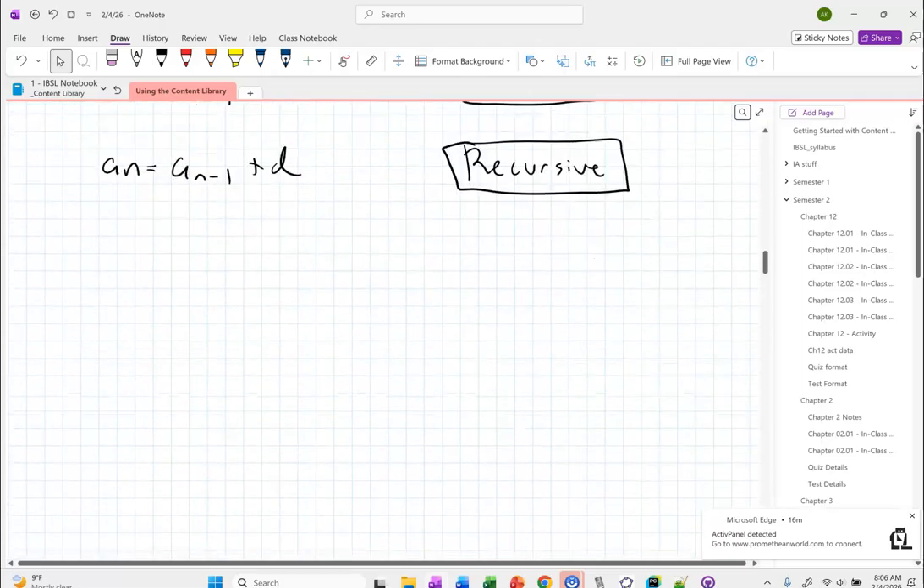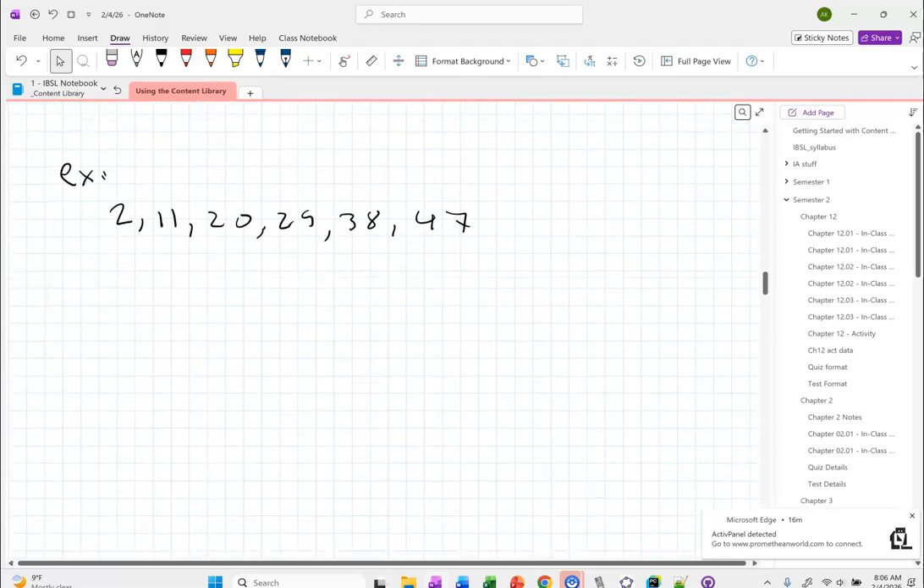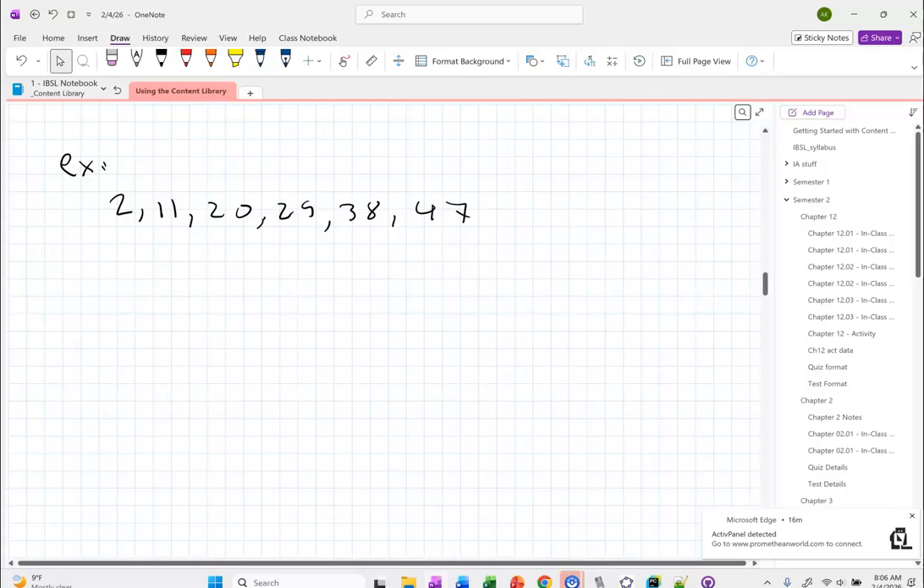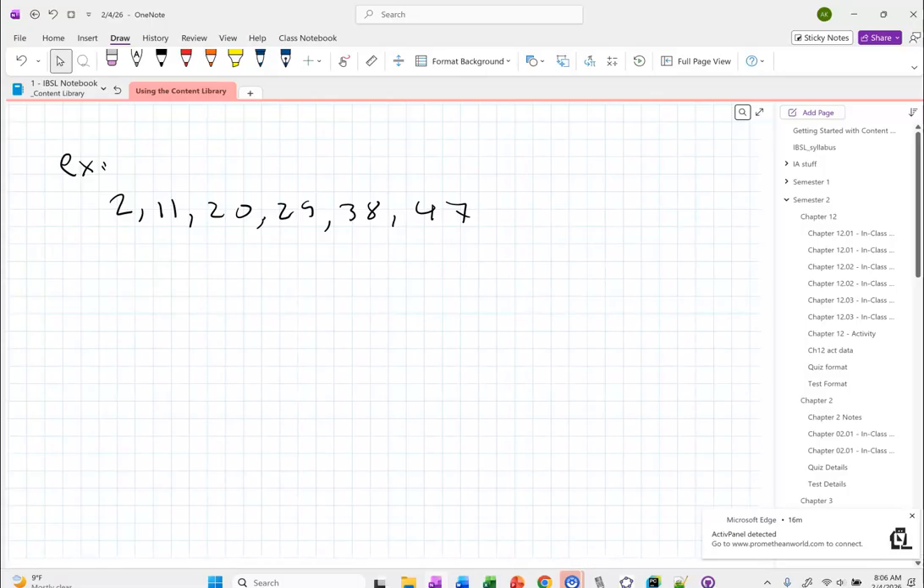Let's do some examples here. So let's look at this sequence. Let's say we want to write the explicit and recursive formulas for that and then calculate some terms. Sound good? So the first thing that I'd want to look at is to see if this is an arithmetic sequence.